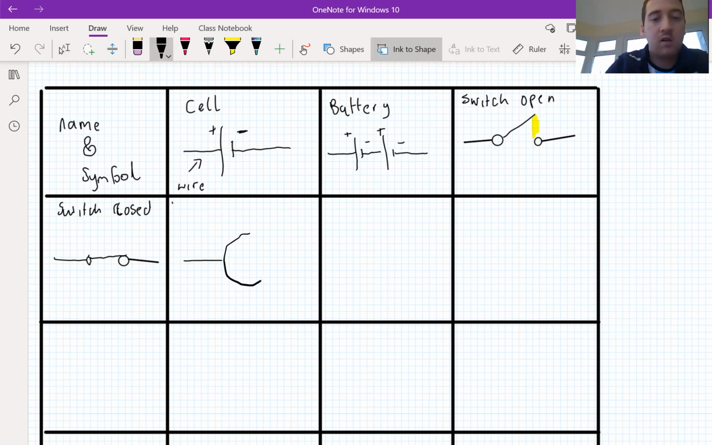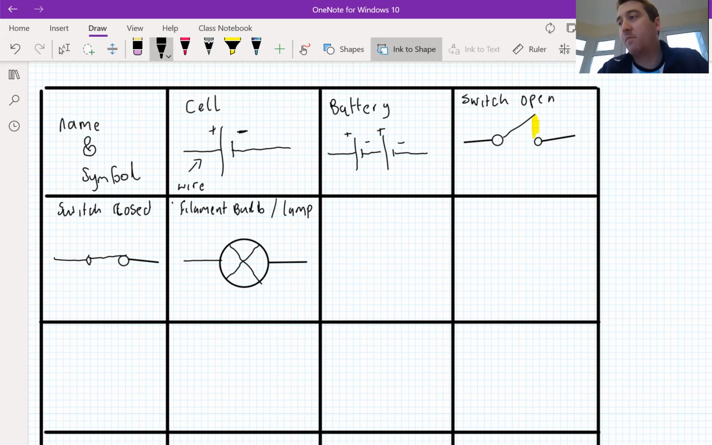Okay, the next thing we're going to do is we've got a wire, and then we're going to draw a circle, and then the wire continues. And into that wire, we're going to draw an X, like this. This is a filament bulb or a filament lamp.